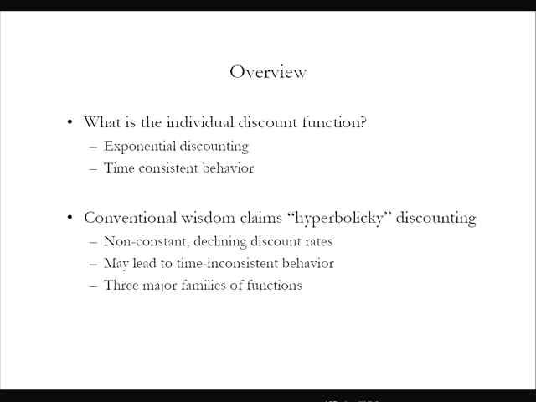Now, the conventional wisdom seems to be that people do not behave in this time-consistent manner, or at least that they do not have this exponential discounting function, but rather a hyperbolic function. And this hyperbolic function implies that the discount rates typically fall over time with the specifications that they use, and that can lead to time inconsistent behavior.